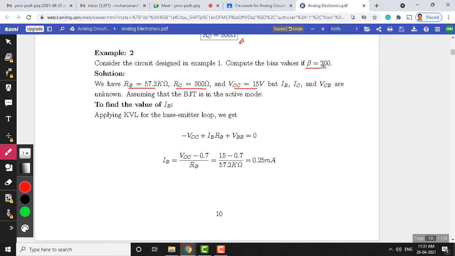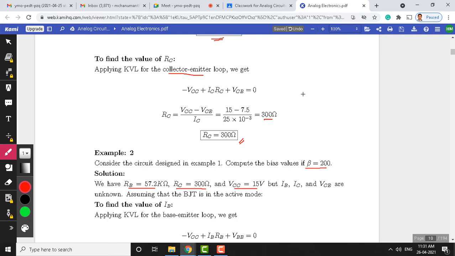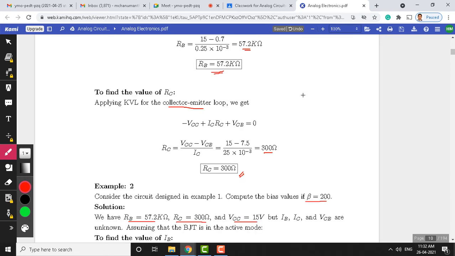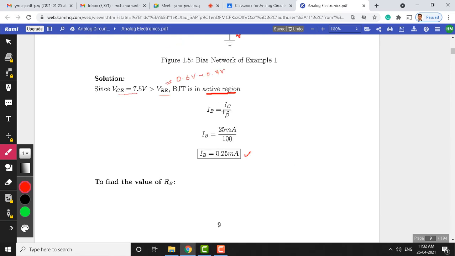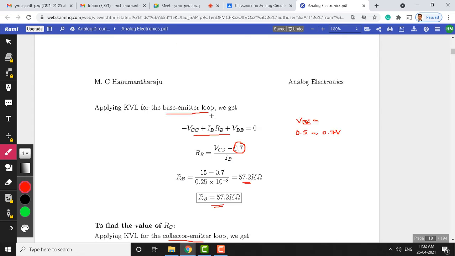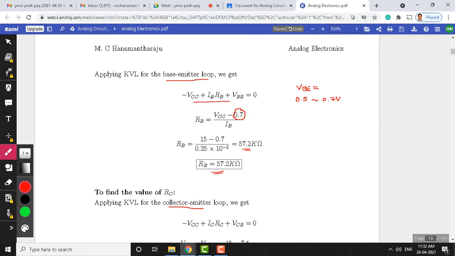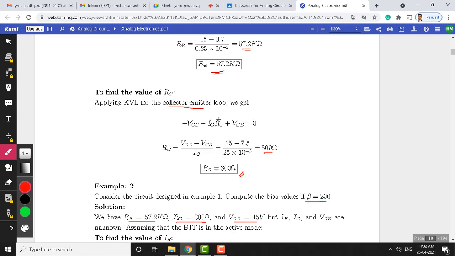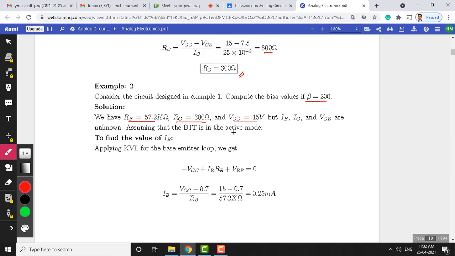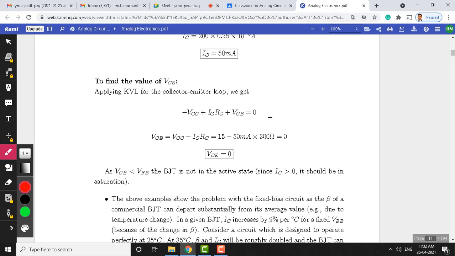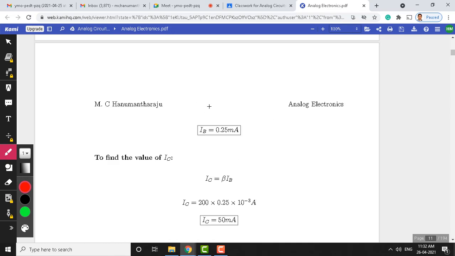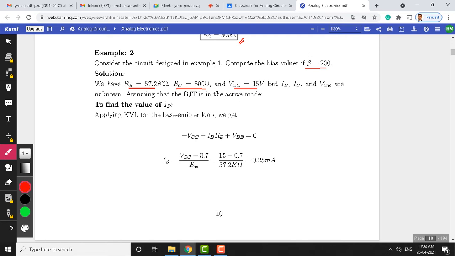Now, let us see what factors beta depends upon. Even if you look at the previous equations like IB, IC and VCE, let us see here IB, you can see it depends on beta. The moment we change beta, IB changes here. Also you can see VCE depends on beta, because once IB changes, IC also changes, and once IC changes, VCE also changes here. So, therefore, there is a one-to-one relationship here. Now, let us see how we can solve this problem by using a different value of beta.